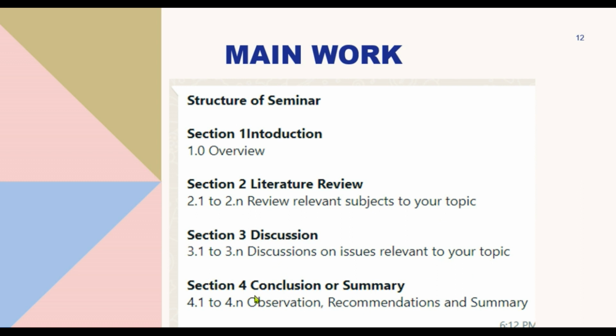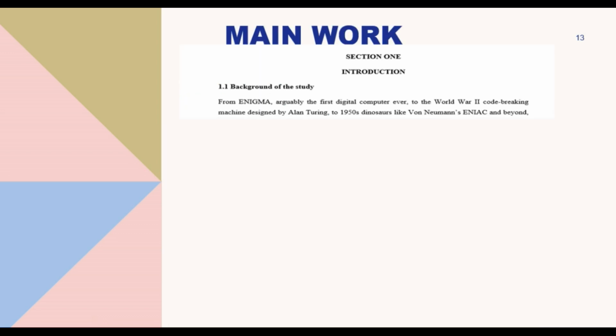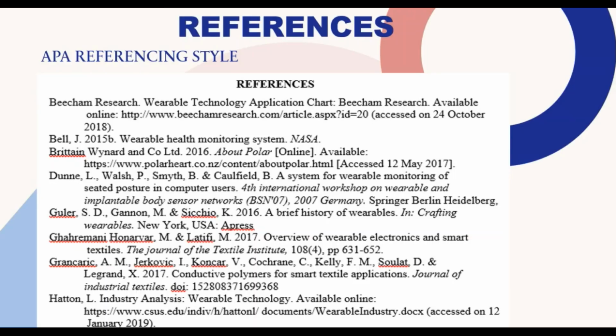Then after that, you go to what? Conclusion or summary. That is the title of section 4, conclusion or summary. Then under conclusion or summary, you have observation, conclusion, recommendations, and summary of the whole work. After that, you go to referencing. The referencing style that we accept is APA referencing style. This is how APA referencing style is done.